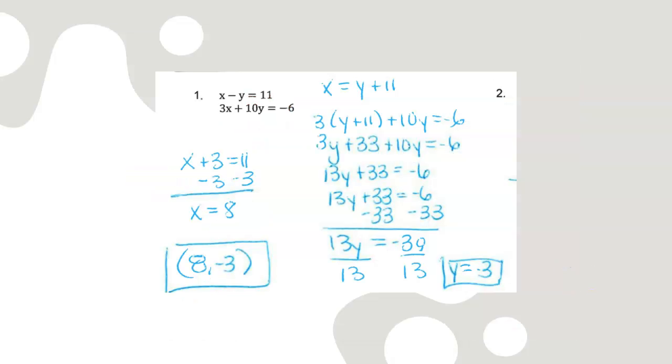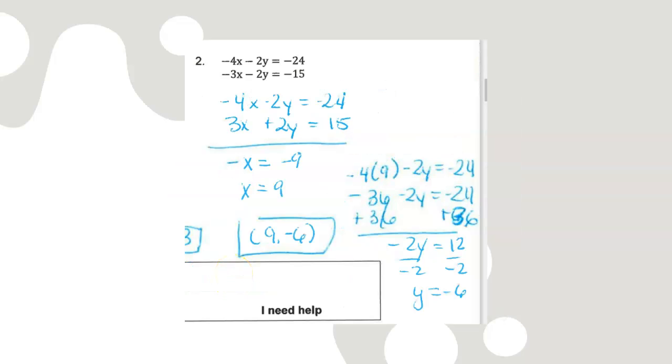The next couple, you could pick your method. I want to get to mine. I chose to substitute here. I isolated x and got x equals y plus 11, plugged that into the second equation where x was, and solved. So I got y is negative 3. When I plugged that into the other equation, I solved and got 8 for x. So x is 8, y is negative 3.